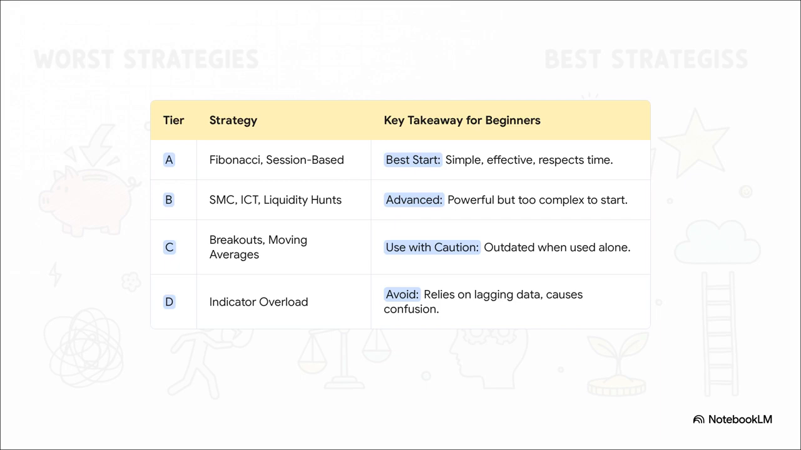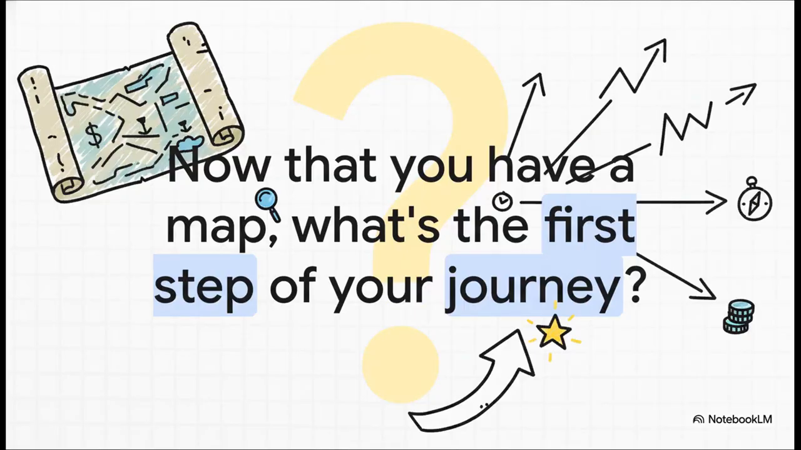Just stay away. So, this explainer has given you a framework, a map that can hopefully save you from months, maybe even years of trial and error. But the real learning, that starts now. So the only question is, which path are you going to choose to explore first?